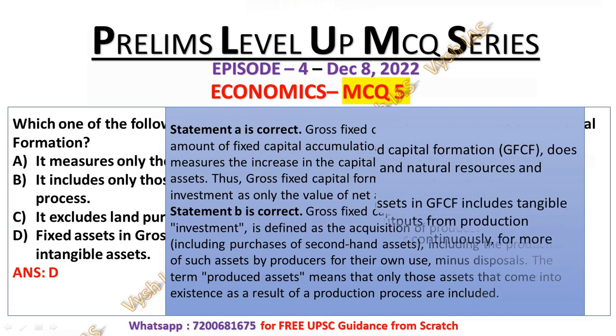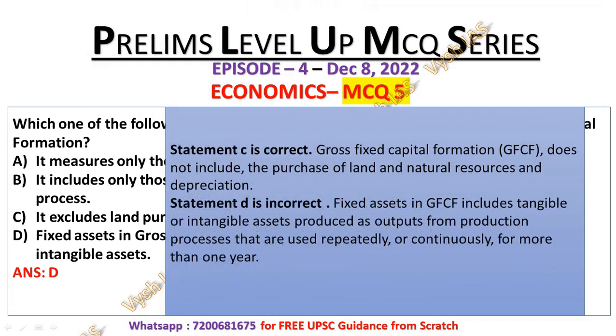Now look at statement C. Statement C is also correct because GFCF, which means gross fixed capital formation, does not include the purchase of land and natural resources and depreciation. And the last statement D is incorrect because the fixed assets in gross fixed capital formation include tangible or intangible assets produced as output from a production process that are used repeatedly or continuously for more than 1 year.